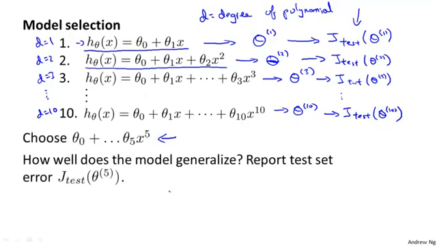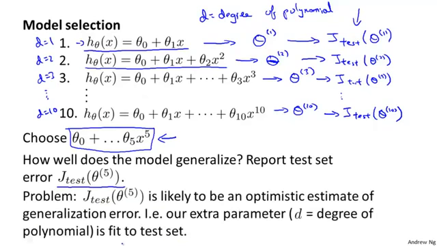But now let's say I want to take my fitted hypothesis, this 5th order model, and ask, how well does this model generalize? One thing I could do is look at how well my 5th order polynomial hypothesis did on my test set. But the problem is, this will not be a fair estimate of how well my hypothesis generalizes. The reason is, we've fit this extra parameter d, that is this degree of polynomial, and we fit that parameter d using the test set. Namely, we chose the value of d that gave us the best possible performance on the test set.